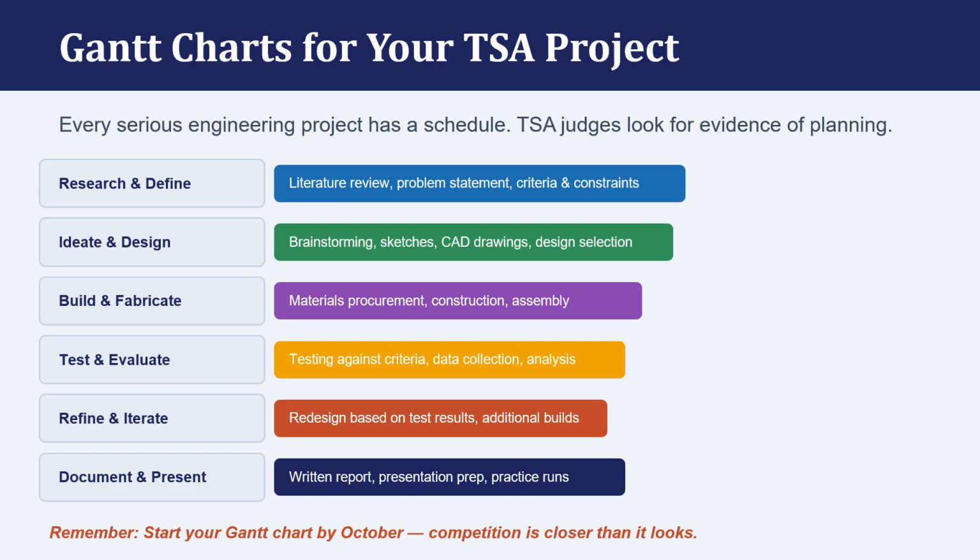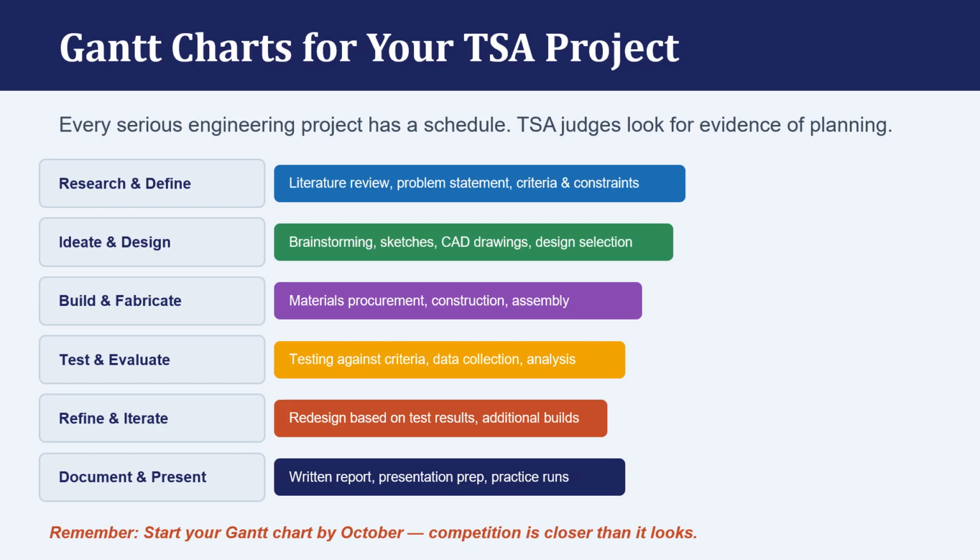Your build and fabricate would be the materials that you need, your materials procurement, how to get those, your construction and your assembly. And then your test and evaluate would be testing against certain criteria, collecting your data, analyzing it, getting feedback from people, their opinions, incorporating that into your project design, redoing it. And so refining and iterating: redesign based on the test results that you got back and additional builds. Okay, so this right here is like gold.